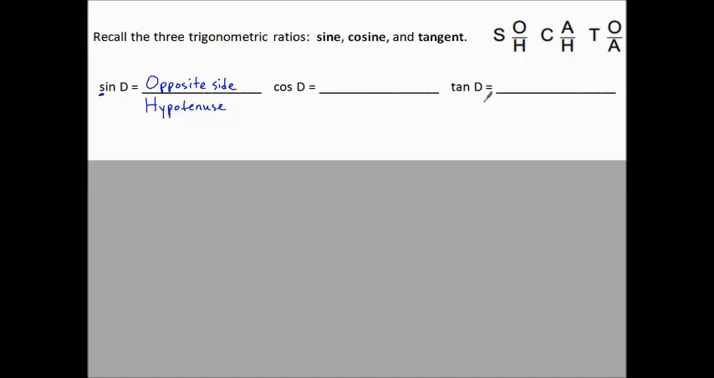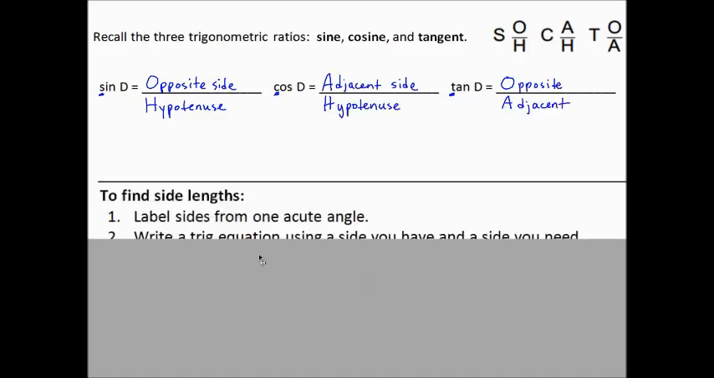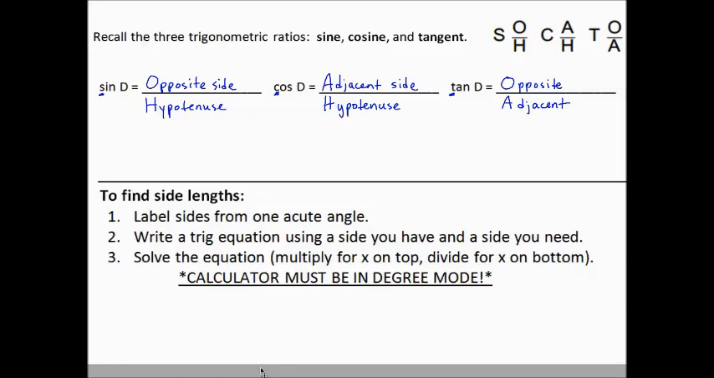You can do the other two. Go ahead and fill it in and come back when you're done. CAH, TOA. And there we have it. Now we're going to apply it to finding side lengths.